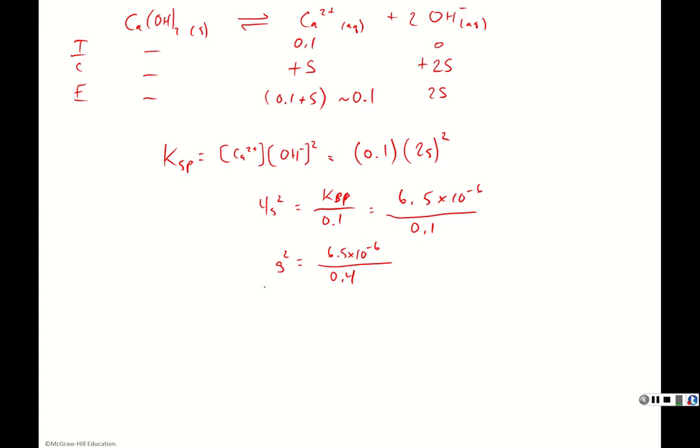Take the square root of both sides. And what do we get? We get S equals 0.00403, which is about, let's write it in scientific notation, 4 times 10 to the minus 3 molar. Okay, so we'll pick up there in solubility for next lecture.